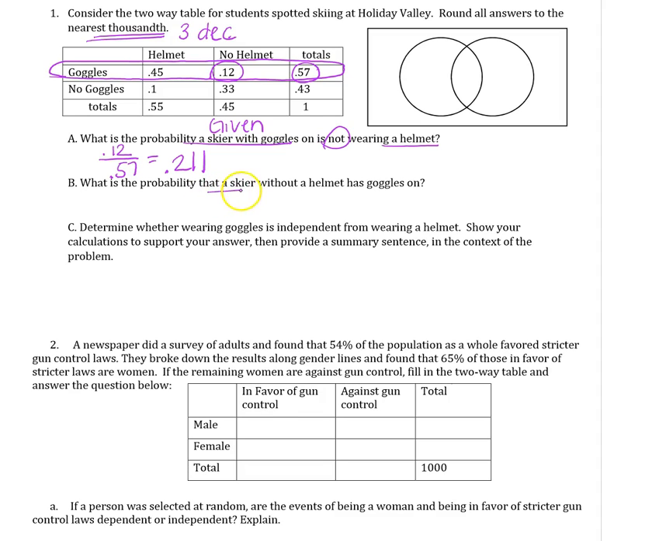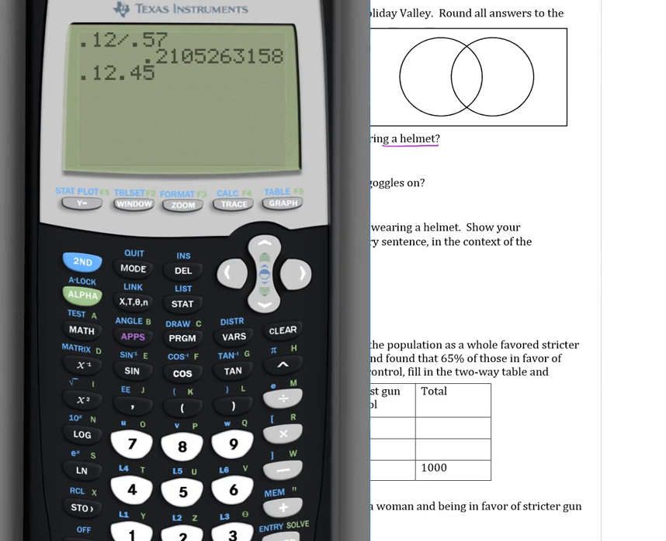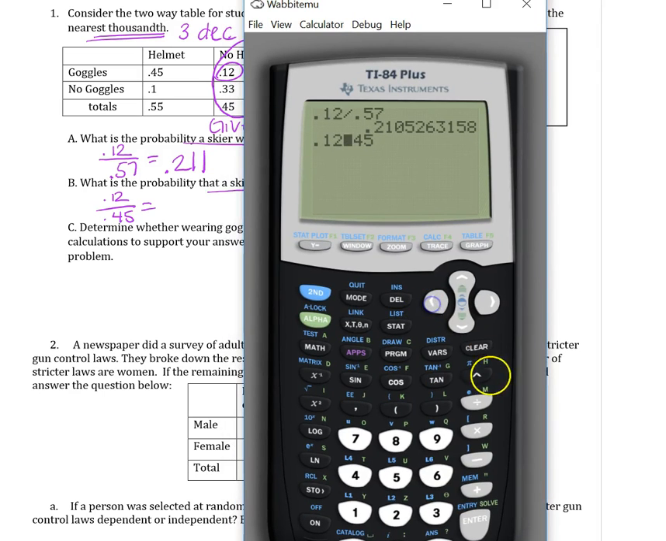What is the probability that a skier without a helmet has goggles on? So again, this is your given. You're looking for the people without a helmet on. So let me erase this real quick. So without a helmet, we're looking here. And of those without a helmet, they have goggles on. So 0.12 divided by 0.45. Grab my calculator. Okay, so 0.267.